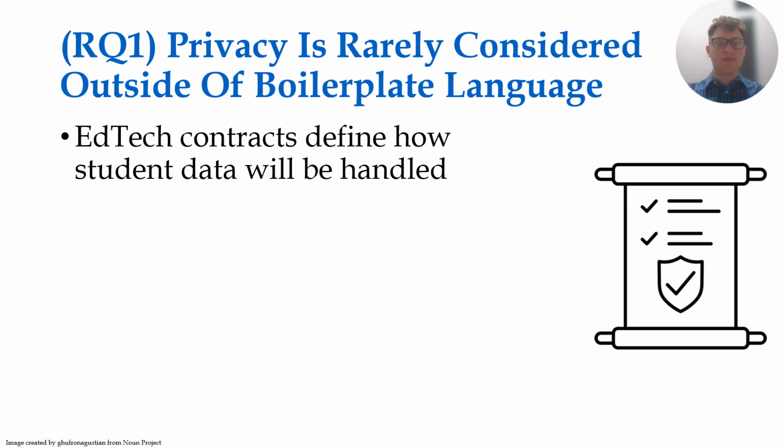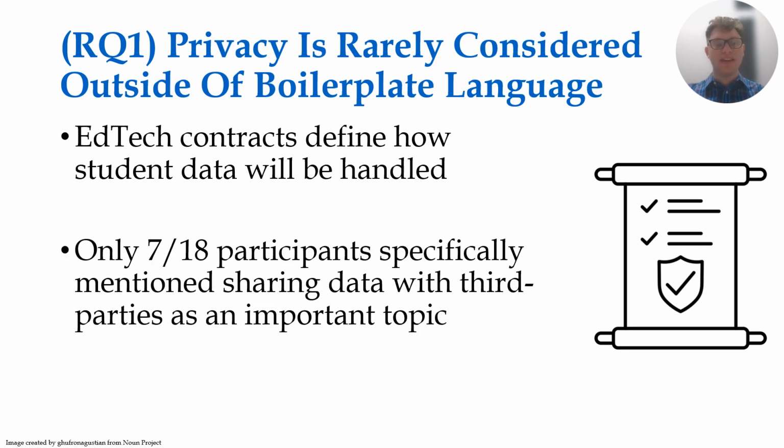We asked participants what they considered when thinking about data governance for student data. Only 7 out of the 18 participants specifically mentioned sharing data with third parties as an important topic, and only in the context of boilerplate language. Within these 7 participants of note, 3 participants expected vendors to share data with companies that conduct internal audits or reviews, and 1 participant said that they allow an EdTech vendor to share with third parties as long as they list them in the contract.